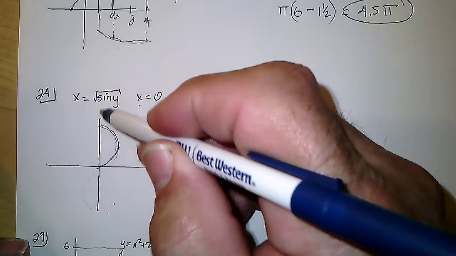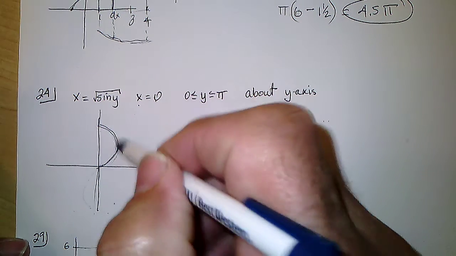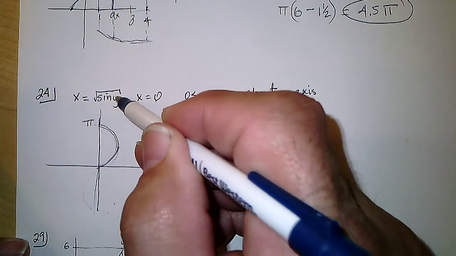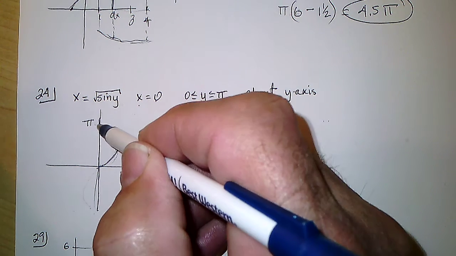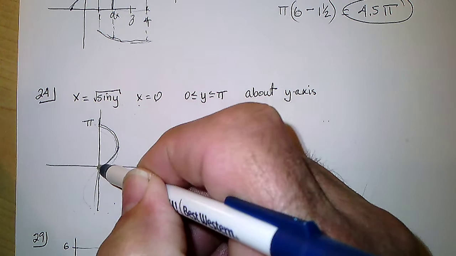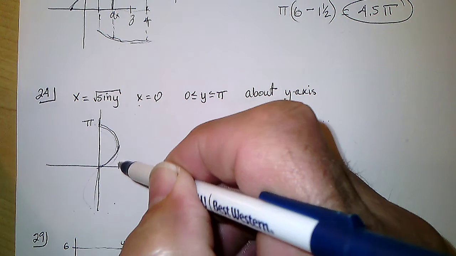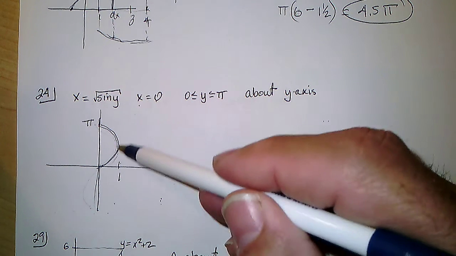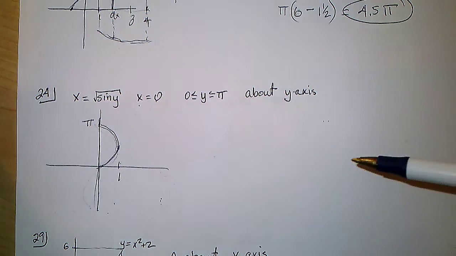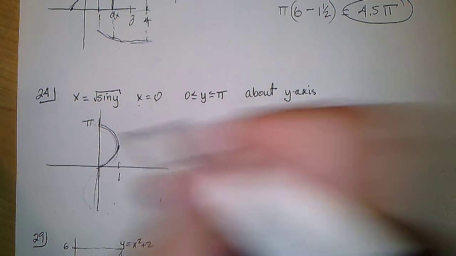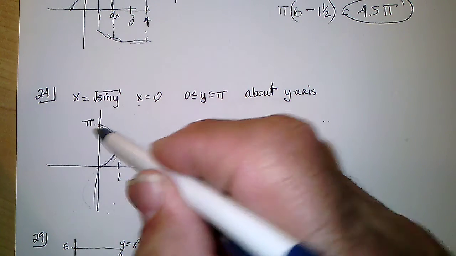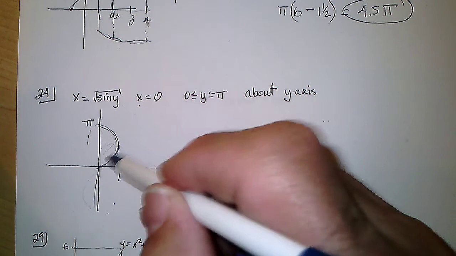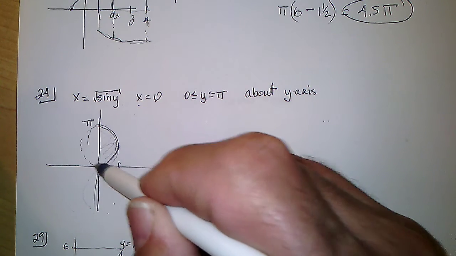X equals 0 is the y-axis. This would be pi, because the sine of pi is 0, and the sine of 0 is 0, and it would go out to 1. Even when it's 1, the square root of 1 is still 1, so this will change the curve in there, but it'll still be something like this. And we're spinning it around the y-axis, so we're going to go like this, and y goes from 0 to pi. So we're only doing this part here around the y-axis.